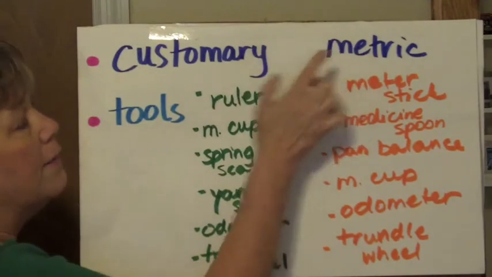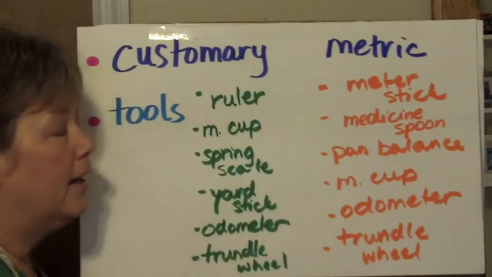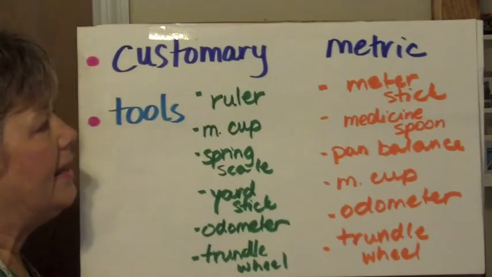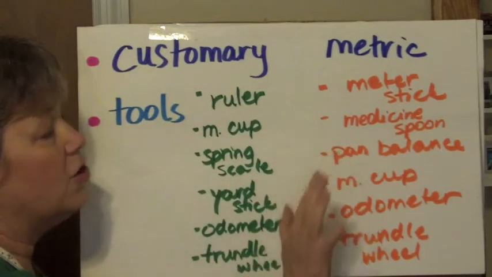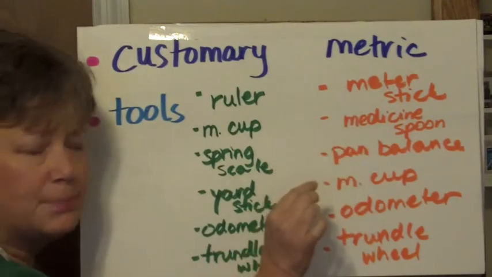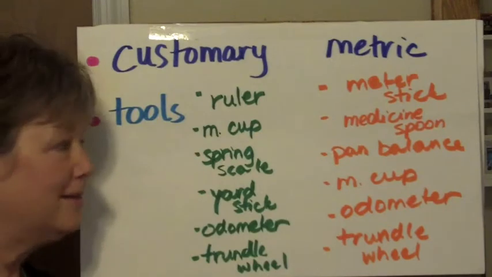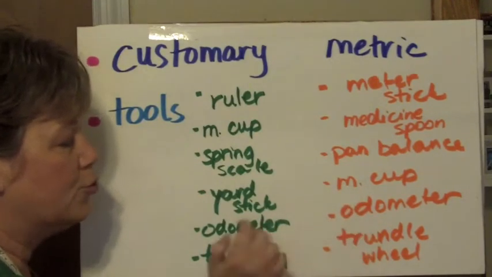Also, the metric system is an equally good means of measurement, and their tools for measurement are the meter stick, not limited to, but including the meter stick, medicine spoons, a pan balance. You see me do the balance thing a lot, measuring cups, odometers, and a trundle wheel.